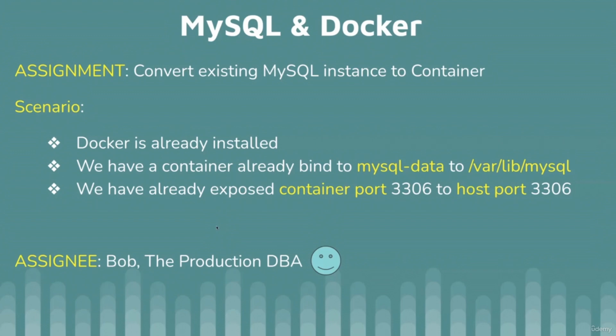So here is the scenario we have. We already have Docker installed, and actually we already have a MySQL container running. That MySQL container is already occupying the host port 3306, and it is bound to a local volume mysql-data to its own data dir var lib mysql. So I think if we can bind this local MySQL data volume to var lib mysql of the container, why can't we bind var lib mysql to this var lib mysql?